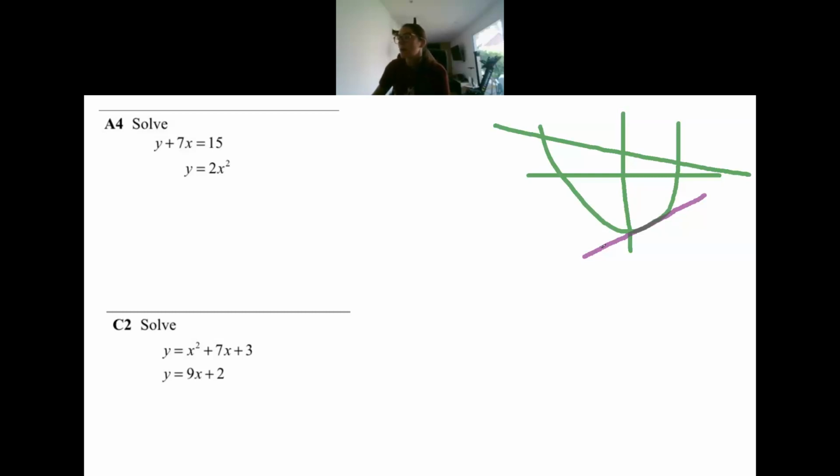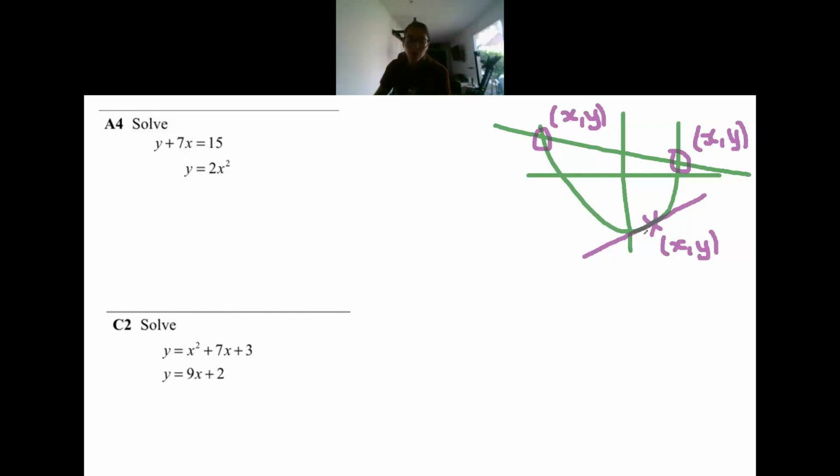So if I've got a straight line, my linear equation, it can either touch the curve and there be one coordinate as a solution, or my straight line can go through my quadratic, the quadratic being the U-shaped curve, and I'm going to have two solutions. So I'm either going to have a line that intersects the curve at two places, or I'm going to have a tangent to the curve.